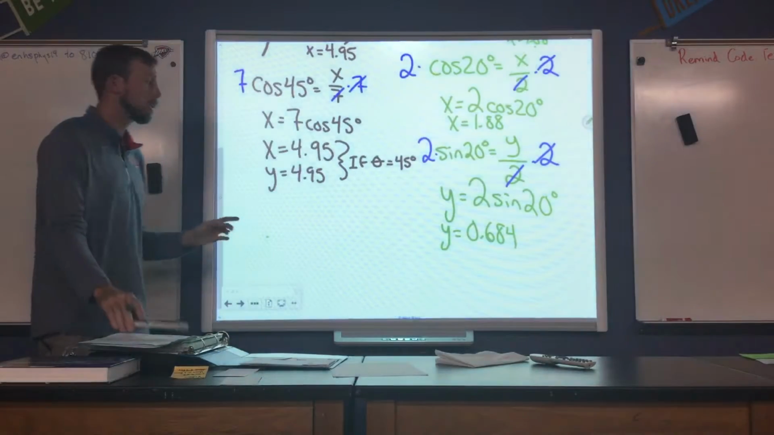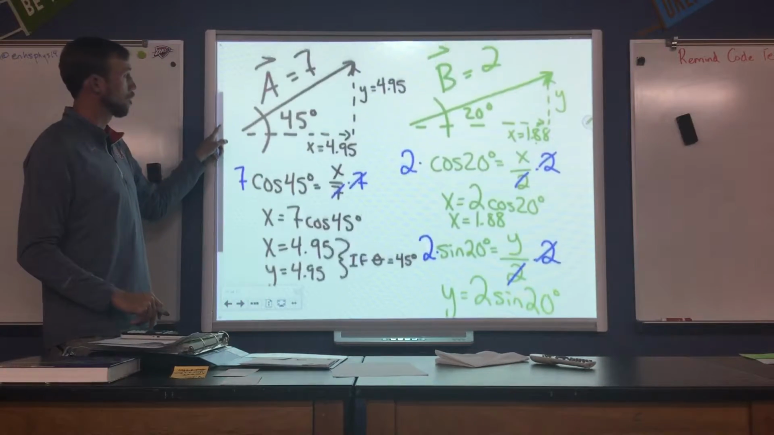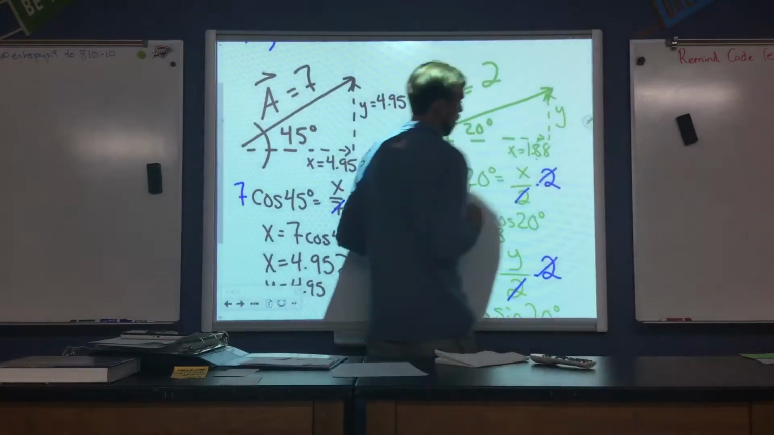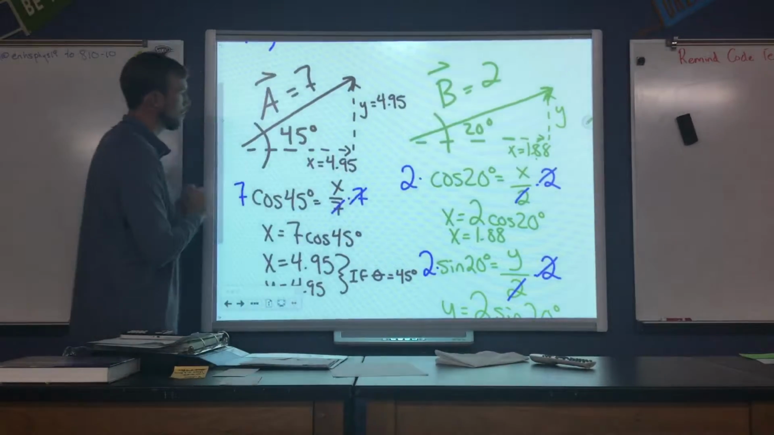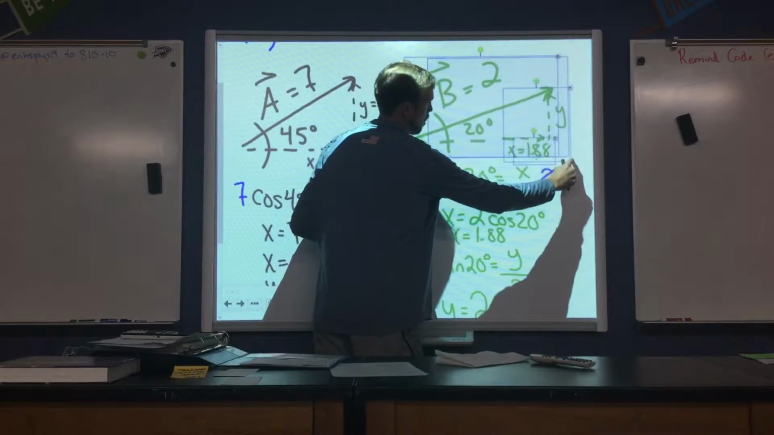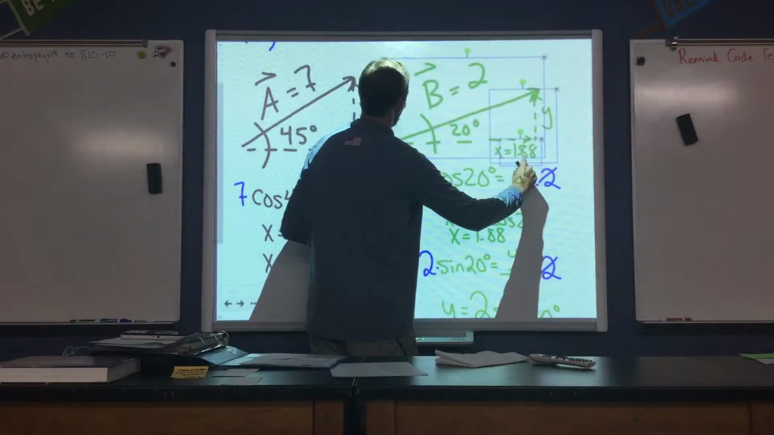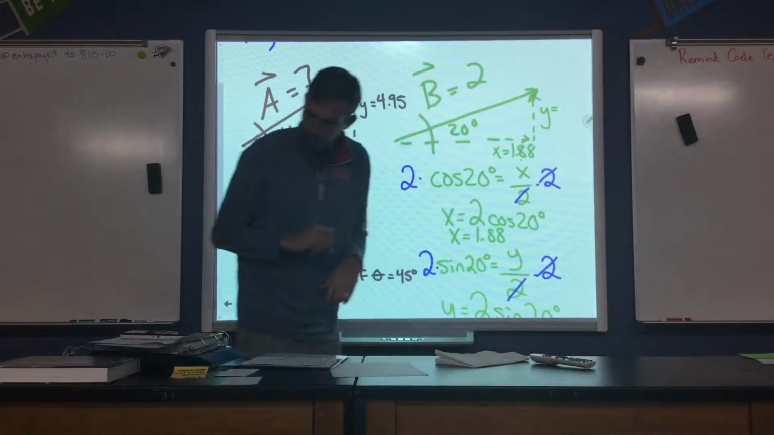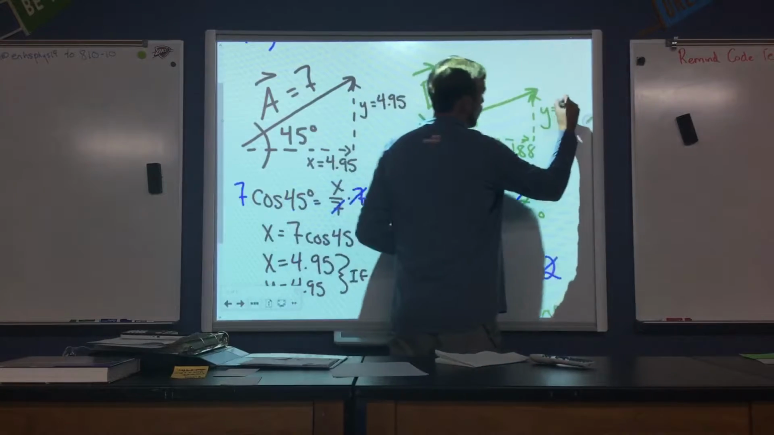Okay, so we know our components, x and y for vector A, and x and y for vector B. I'm not going to write that here because it's a little bit crowded. Let's see if I can maybe move this a little bit. Just 0.684. There we go.